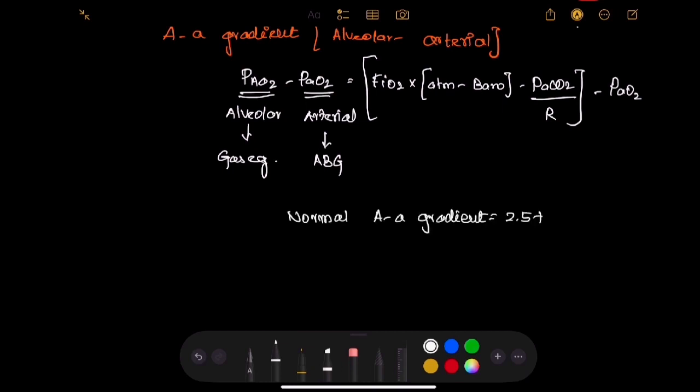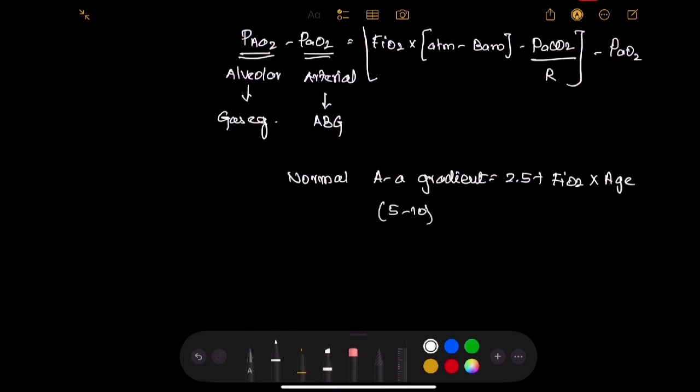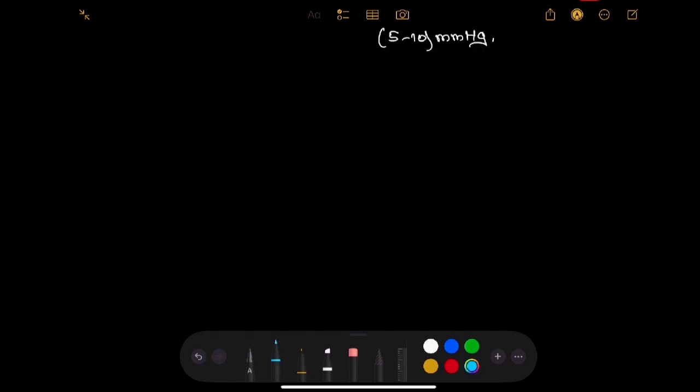FiO2 we can measure: if it's room air, it's 0.21, or we will be supplying oxygen at a particular FiO2. The respiratory quotient is 0.8. By assessing this, we can measure the AA gradient. The normal is 5 to 10 millimeters of mercury.